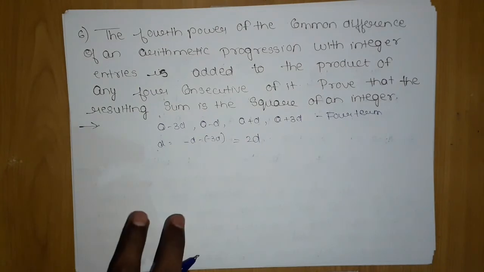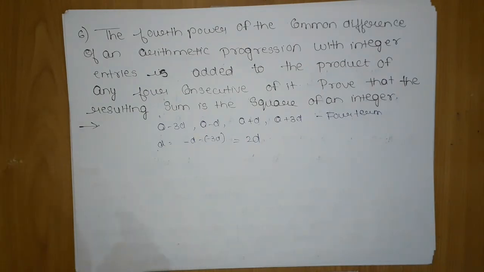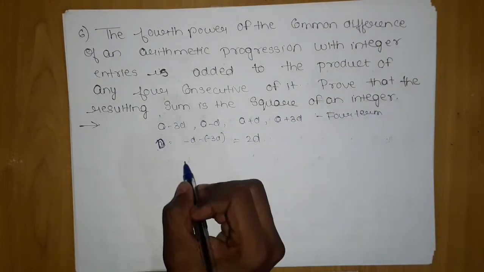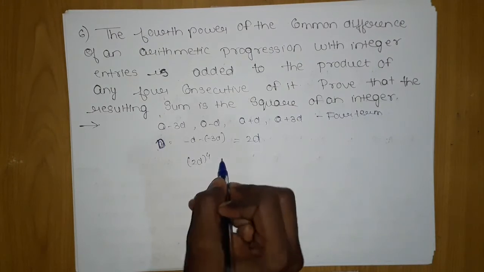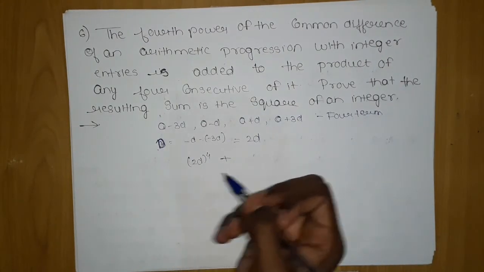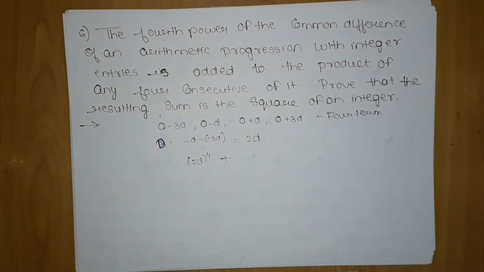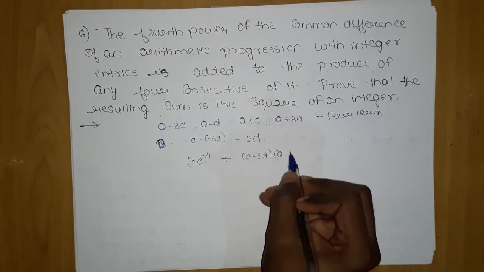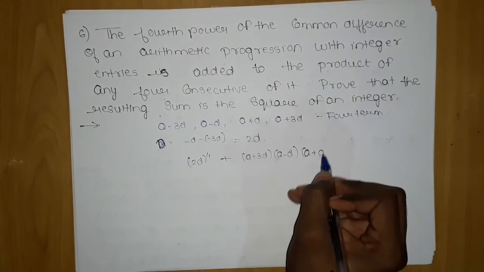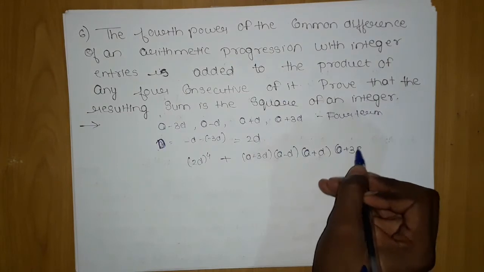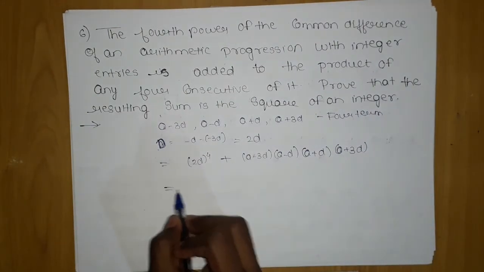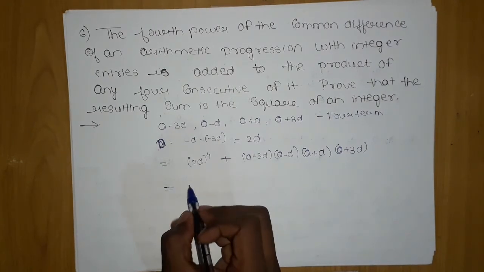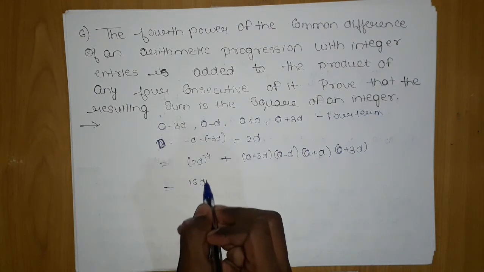So a will cancel out, and I got my difference, which is 2d. So now 2d to the power 4, plus the product, is added. That is, a minus 3d into a minus d into a plus d into a plus 3d. They are telling that it will be a perfect square number. This first part is 16d raised to 4.